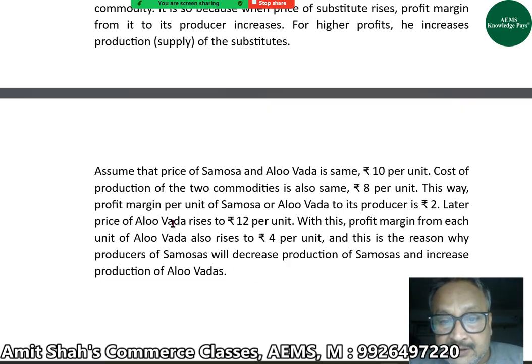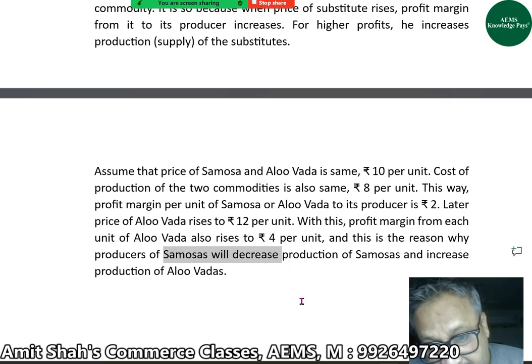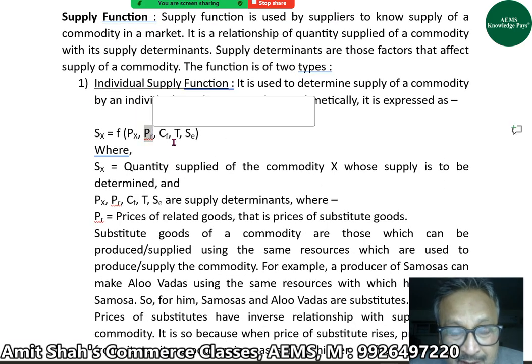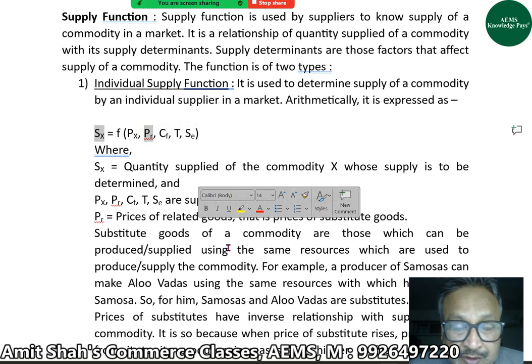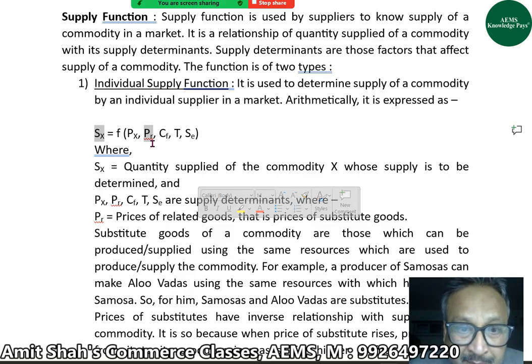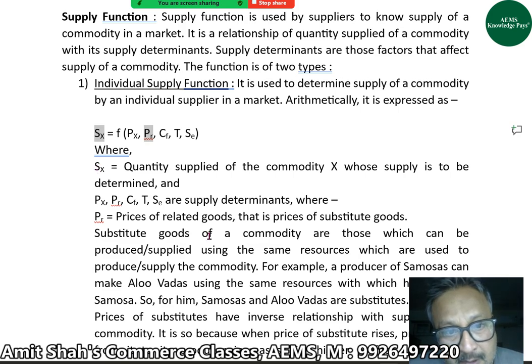So why does he need to decrease production of samosas? Because the producer has limited resources. With limited resources, he cannot make both samosas and aloo vadas. So if he wants to increase or at all start production of aloo vada, he has to decrease production of samosas. And that is why price of aloo vada and supply of samosa are inversely related. When price of aloo vada rises, supply of samosas falls. Clear? Yes, sir.